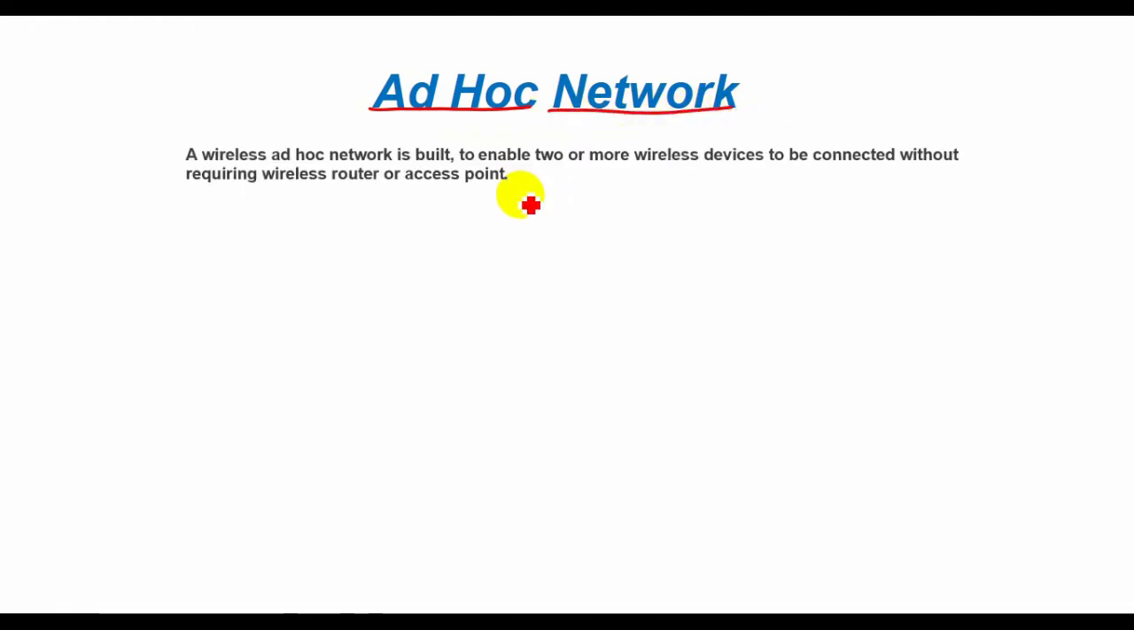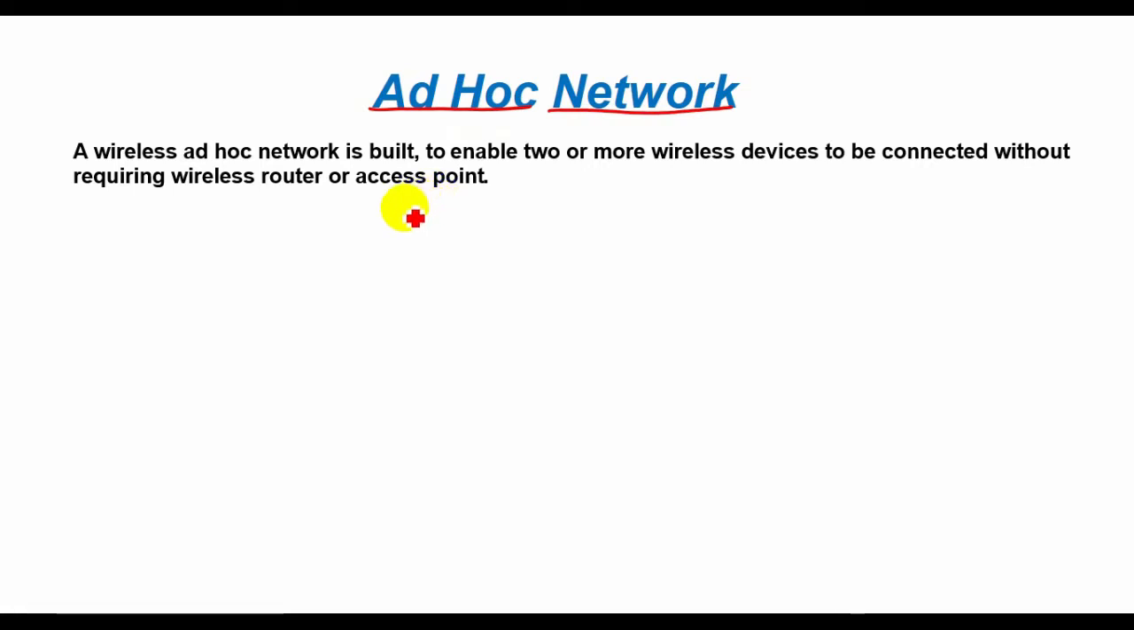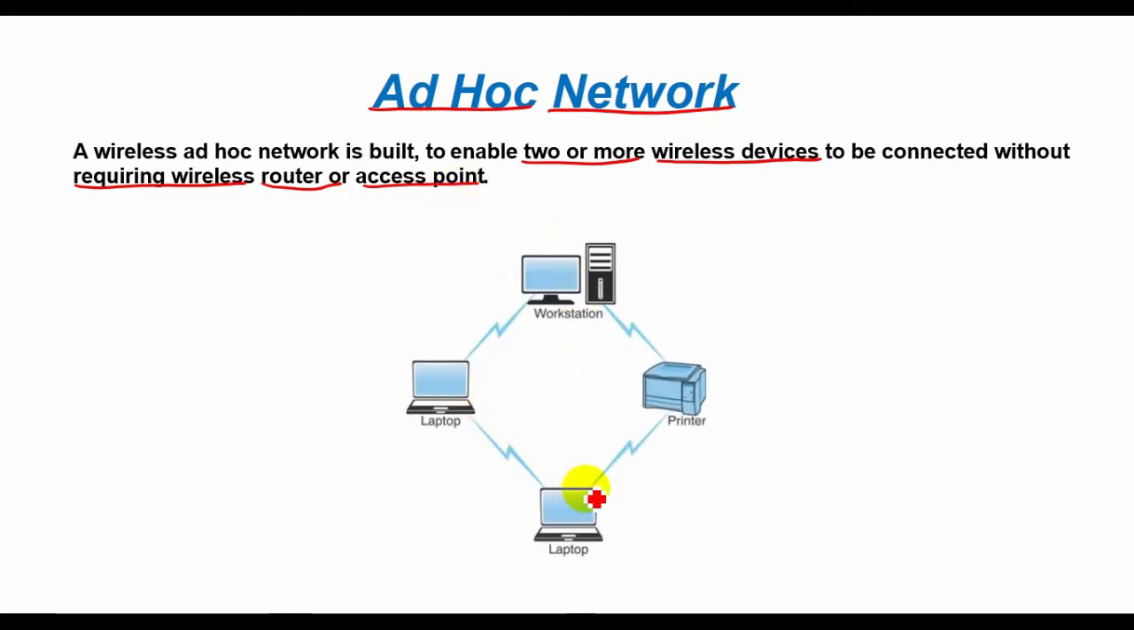In this video, I want to talk about ad hoc network or ad hoc wireless network. A wireless ad hoc network is a type of local area network that is built to enable two or more wireless devices to be connected to each other without requiring typical network infrastructure equipment, such as a wireless router or access point. In a wireless ad hoc topology, devices communicate directly among themselves without using an access point.